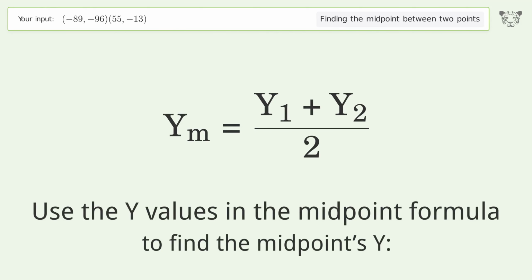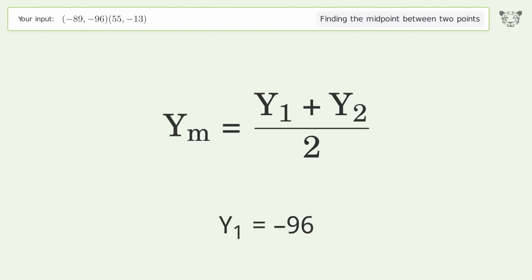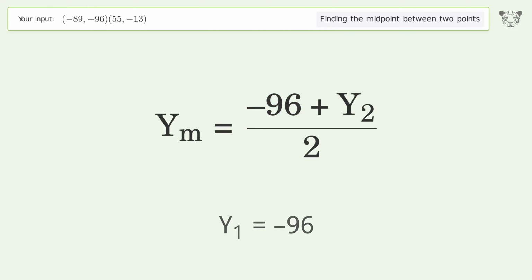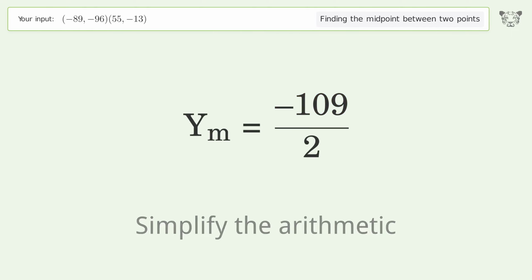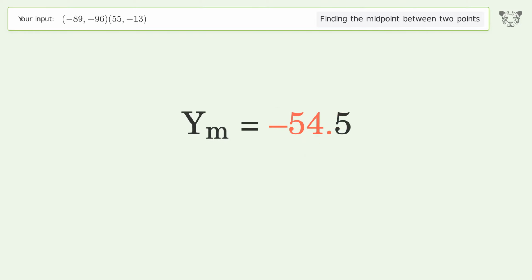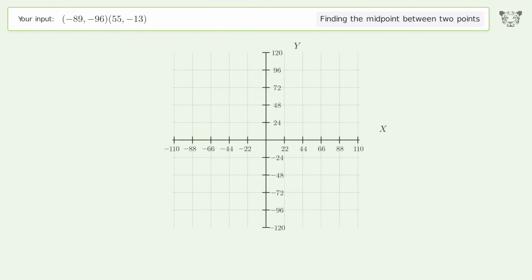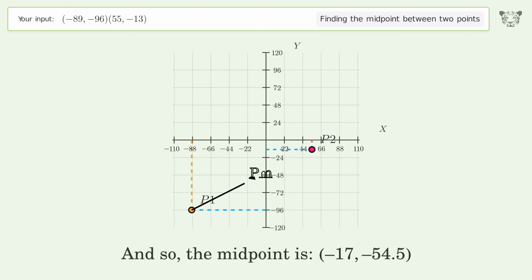Use the y values in the midpoint formula to find the midpoint's y. y1 equals -96. y2 equals -13. Simplify the arithmetic. And so, the midpoint is -17, -54.5.